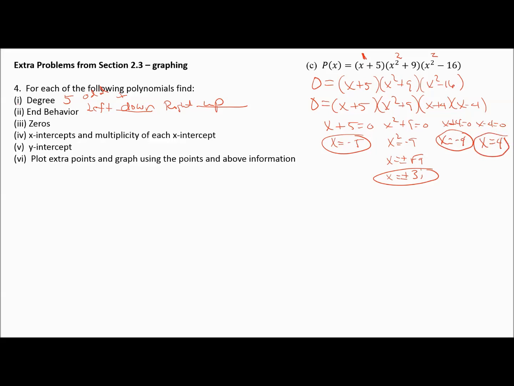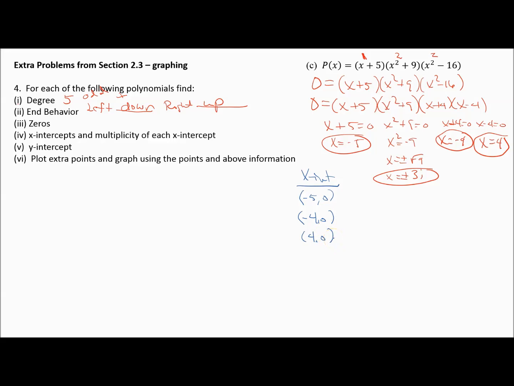I need to list my x-intercepts. Remember, x-intercepts and zeros are the same calculation, except zeros are allowed to be imaginary numbers like we have. X-intercepts are not. So if I write negative 5, which is a real number, in point form, that's negative 5, 0. This guy, hard to read, is negative 4, 0. And this guy over here is positive 4, 0.